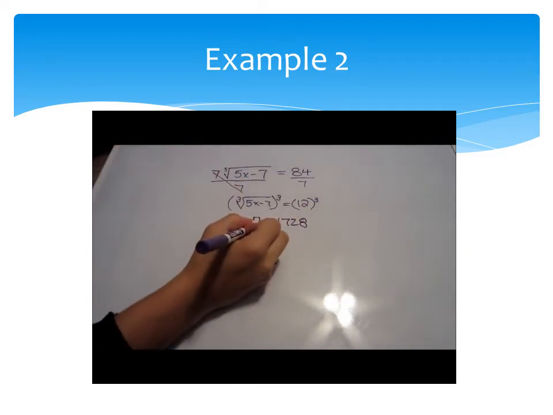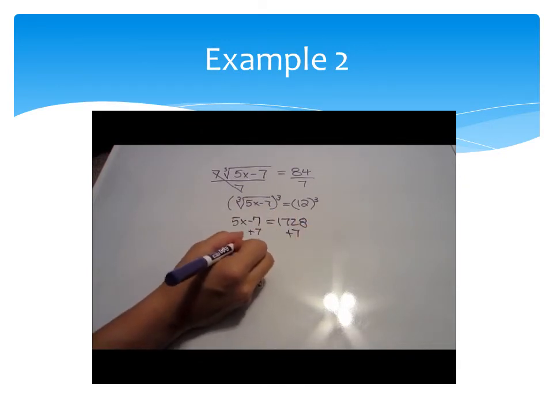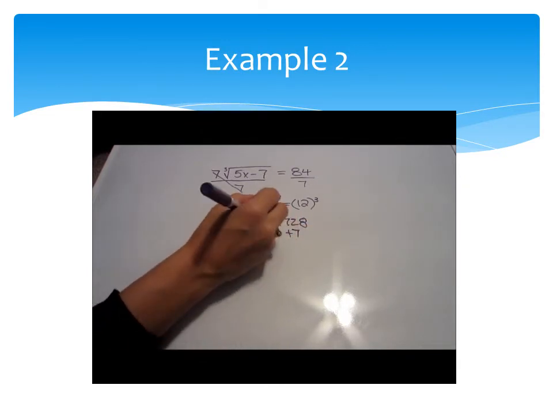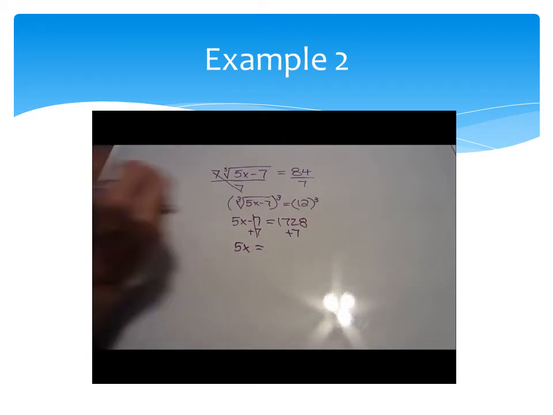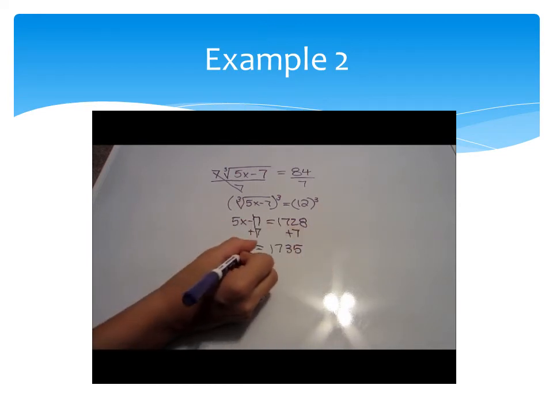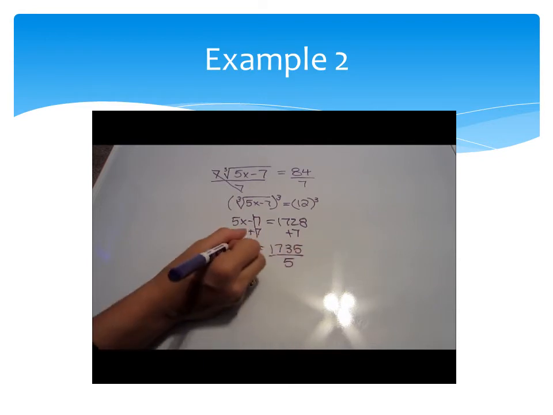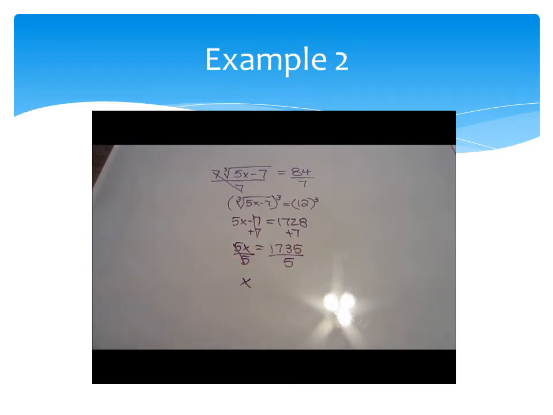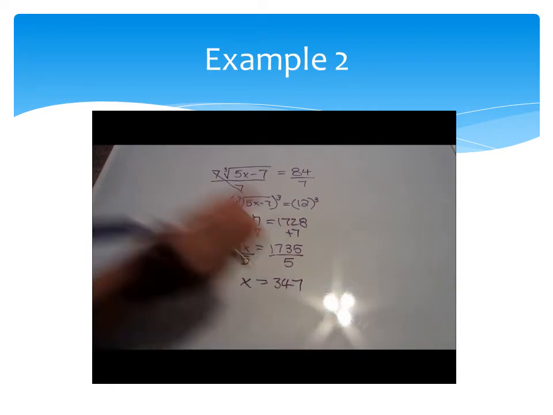Now to isolate the x, we add 7 to both sides, which gives us 1735 on this side. And last step, we divide both sides by 5, which gets the x by itself and gives us a solution of x equal to 347.